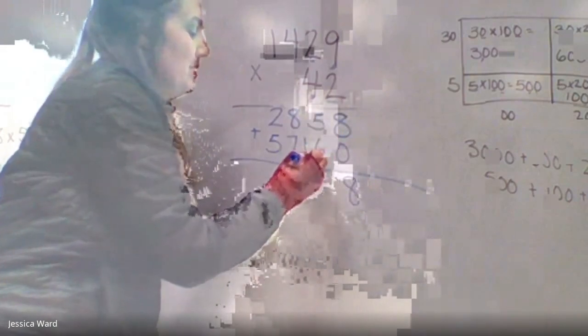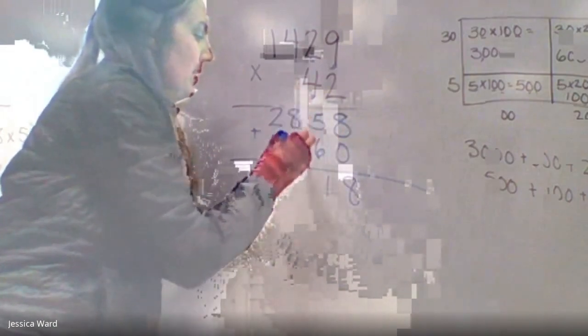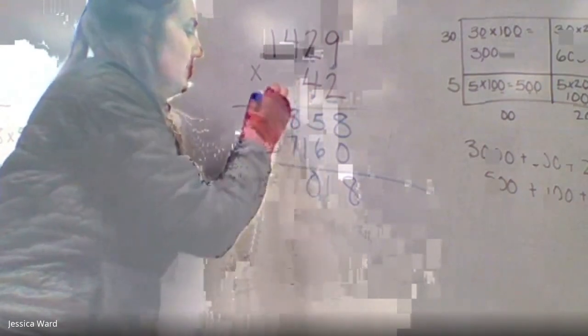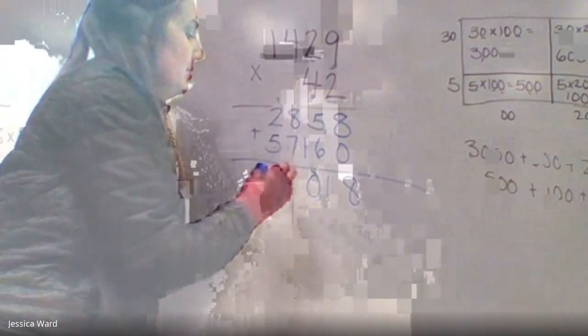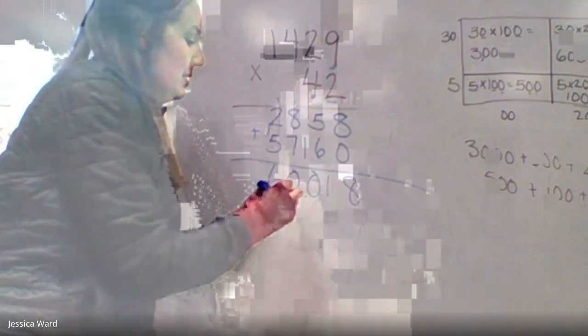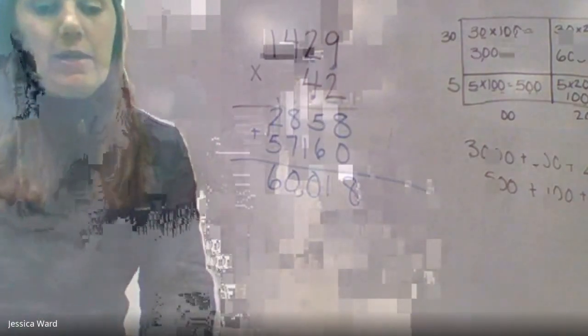When I add them up, I have 8, 5 and 6 makes it 11. 8 and 1 plus 1 more make it 10. 7, 8, 9, 10. And add 1 more to my 5. I didn't line them up very well. 5 and 1 more would make it 6. So I still get my same answer of 60,018, but I took up way less space.